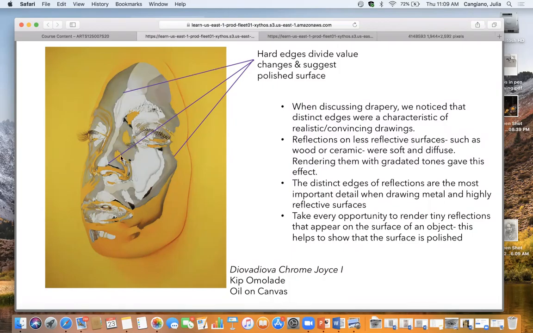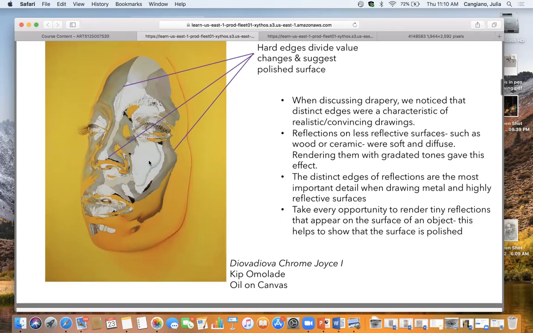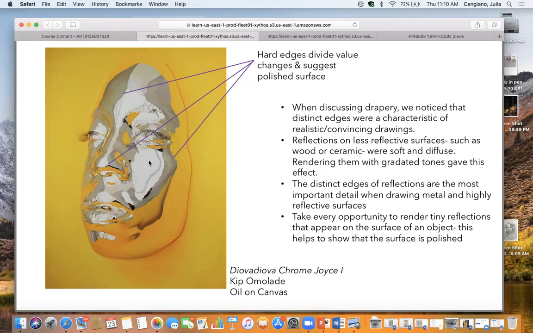You can see there are areas where it's picking up some of that rich orange, but they're very specific to this person's likeness. And when we did the drapery section, we did talk about the fact that distinct edges were characteristics of realistic, convincing drawings of reflective material. That's what makes it appear to be shiny or reflective. So that is a really clear example of those really hard edges functioning in a way that's very clear to us.